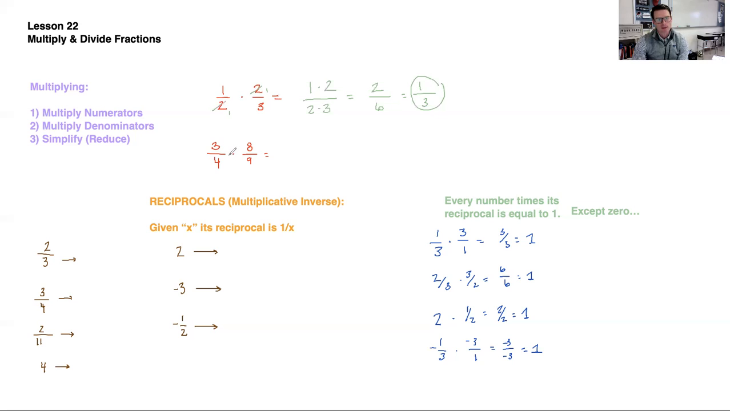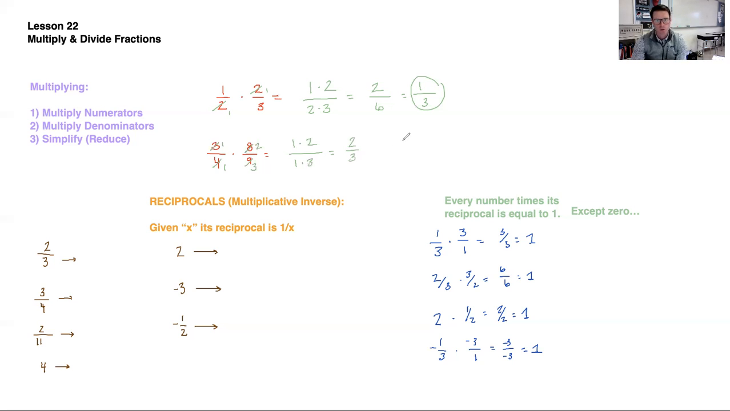Next one, let's try canceling first. So I have a 4 and an 8 and a 3 and a 9. I can do a lot of canceling here. 4 becomes a 2, which becomes a 1. My 8 becomes a 2. My 3 becomes a 1, and my 9 becomes a 3. Now let's multiply numerators and denominators. So that would be 1 times 2 over 1 times 3, which equals 2/3.